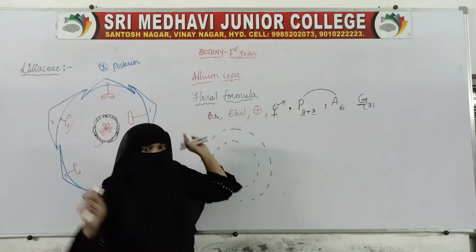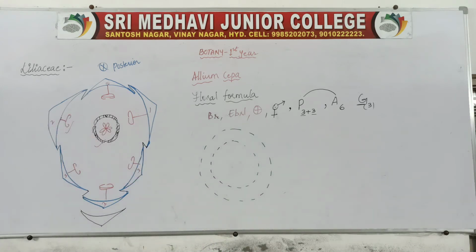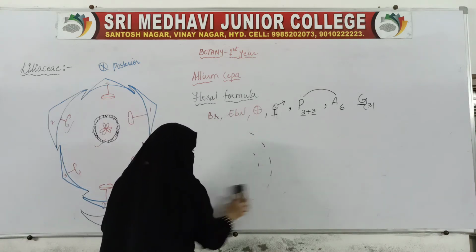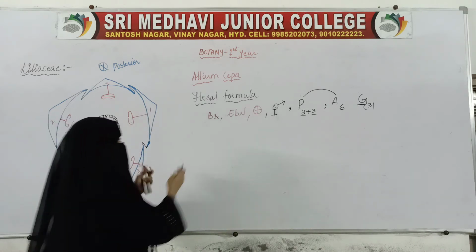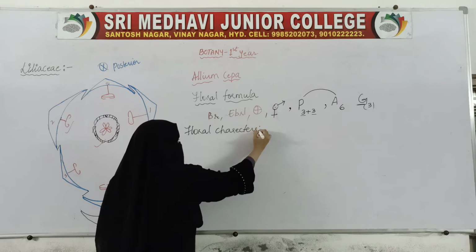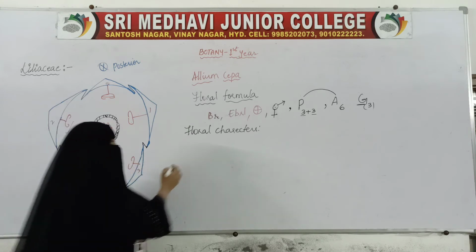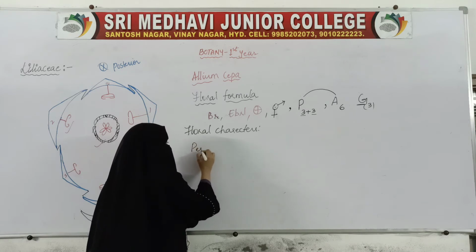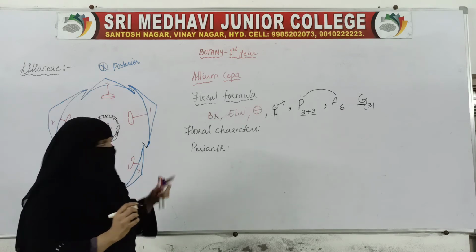Now by seeing this formula and this floral diagram, let us write the floral characters. Okay, now in these floral characters, the first we will write is here calyx and corolla are not separate, so we will take as perianth. Perianth is in 2 rows, okay.